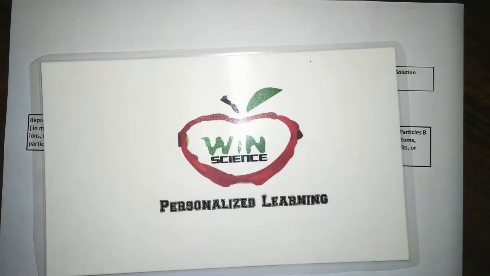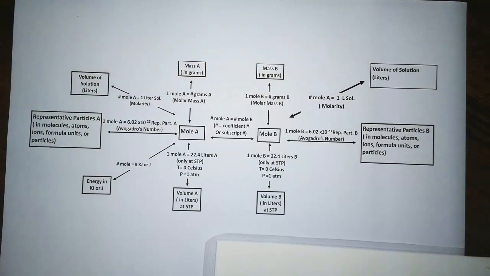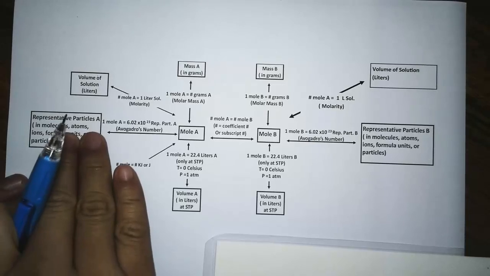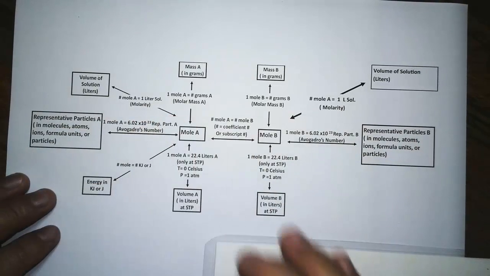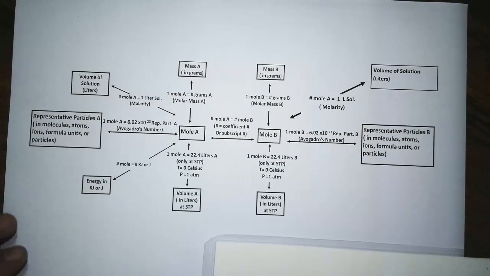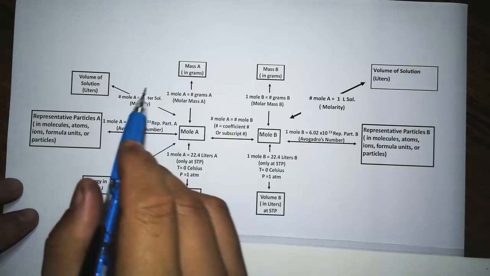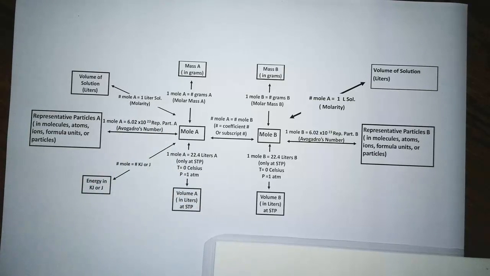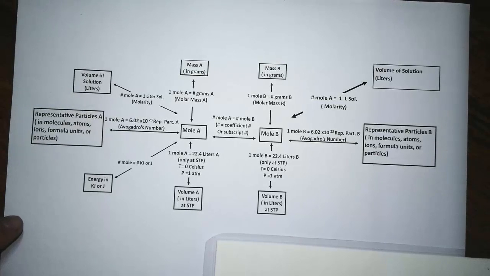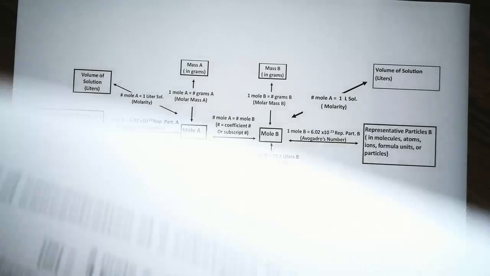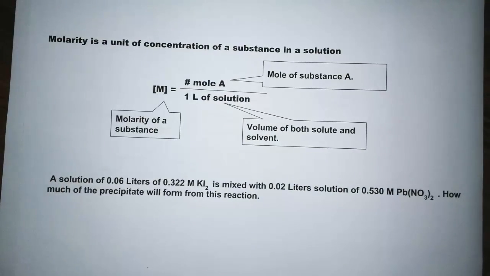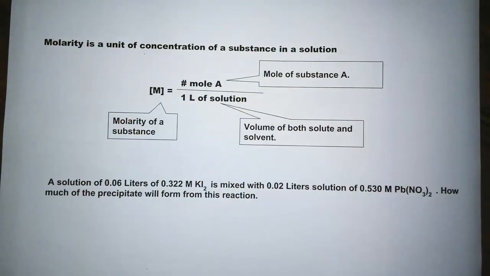In the previous lesson, we learned how to use the stoichiometry flowchart, how we can get one unit to another unit using the concept of conversion factors. In this lesson, we are going to look at molarity, and how molarity is not just an equation equal to the number of moles of chemicals over the liters of the solution, but we look at it in terms of conversion factor. First of all, molarity is a unit of concentration of a substance in a solution.